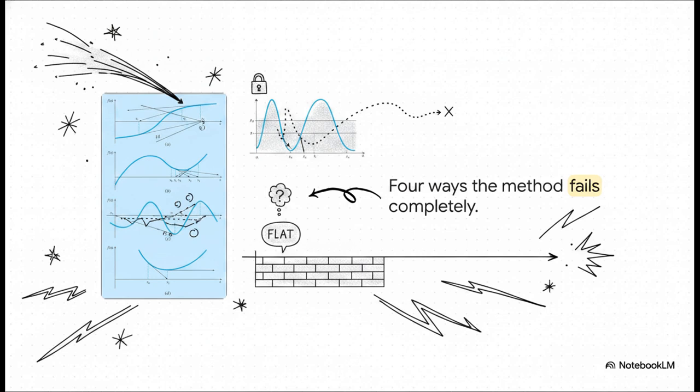But the absolute fatal flaw, hitting a zero derivative. If your guess happens to land exactly at a minimum or maximum, where the slope is totally flat, it's like hitting a mathematical brick wall. The tangent line is perfectly horizontal, which means it will literally never cross the x-axis, and your next guess gets shot straight out to infinity.